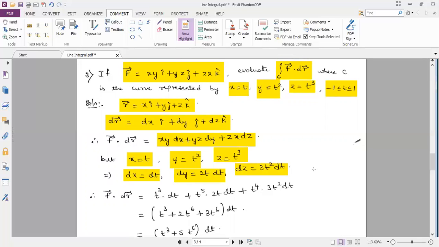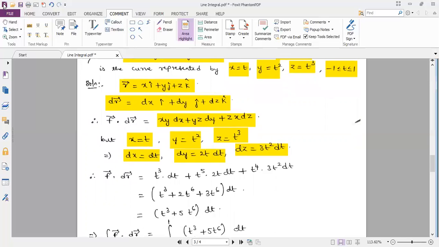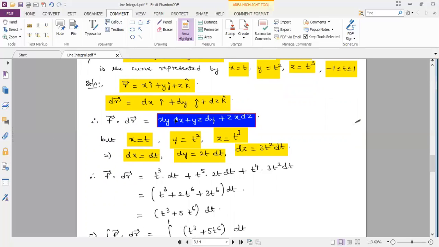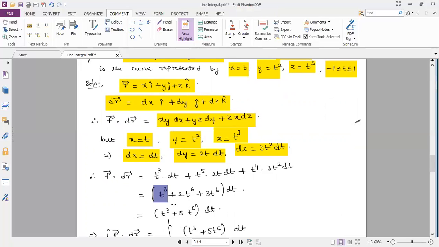Now evaluating f dot dr, we get this expression by substituting in the above equation, that is xy dx plus yz dy plus zx dz. Substituting all the values of x, y, z, dx, dy, dz, we get this expression. Taking dt common, we get t cube plus 2t power 6 plus 3t power 6 dt. Adding the like terms, it is t cube plus 5t power 6 into dt.